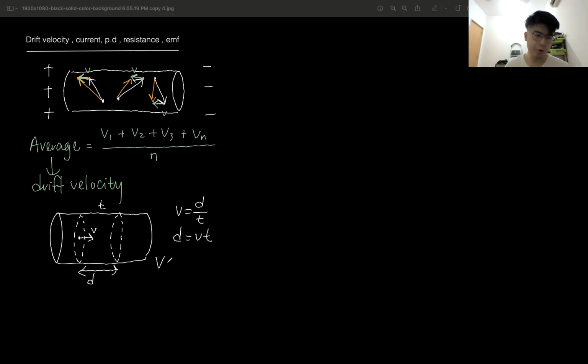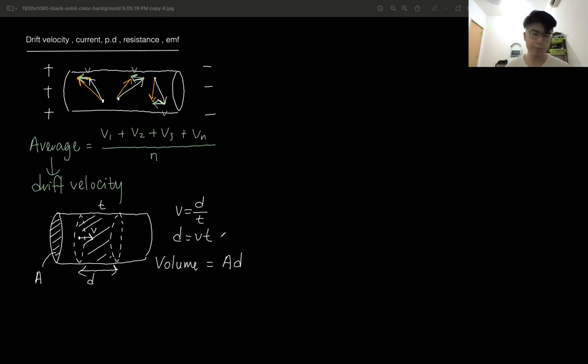Now, if I want to get the volume of this part, the middle part, I would take the cross-sectional area times the length, which is d, so A times d.